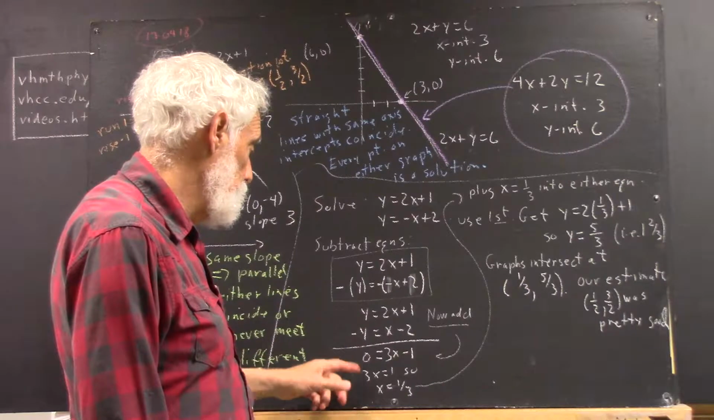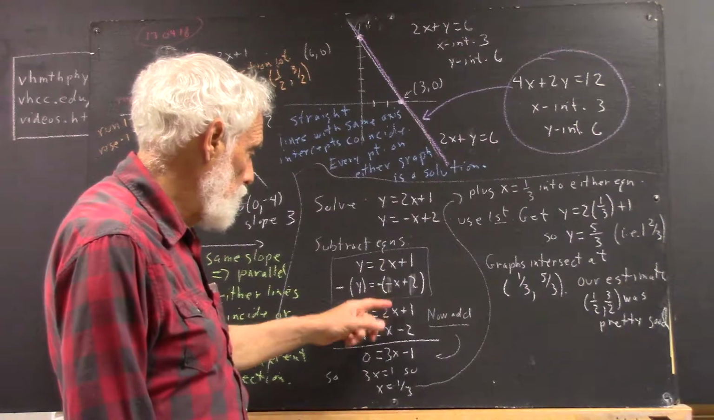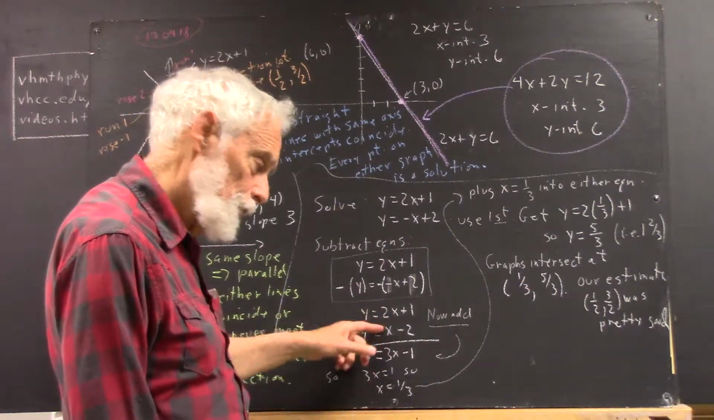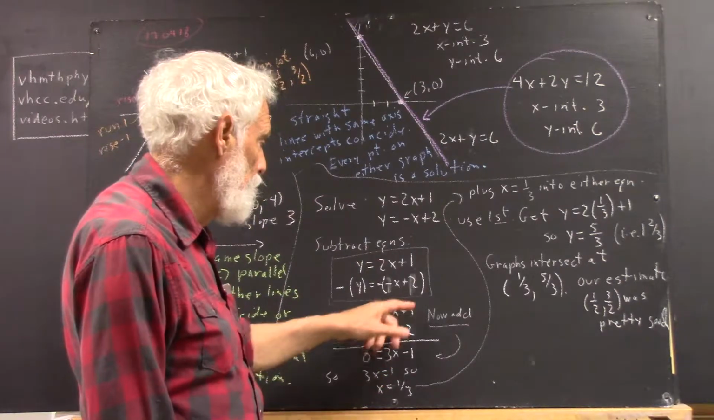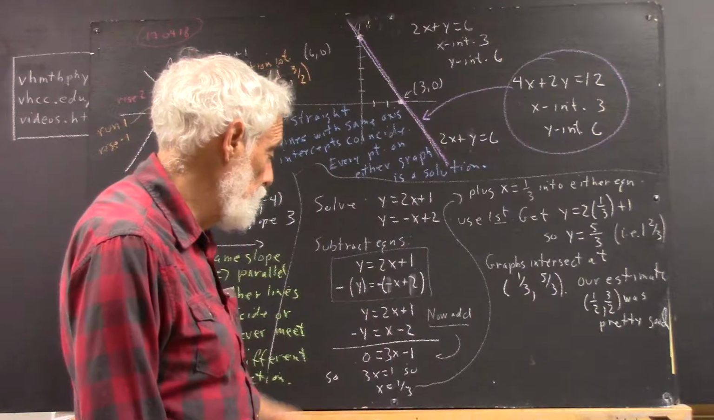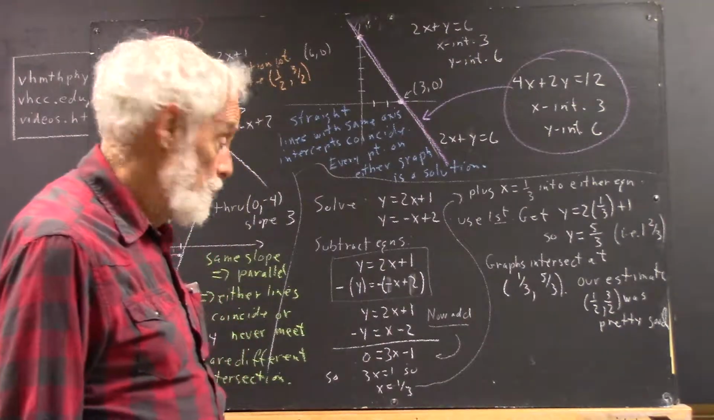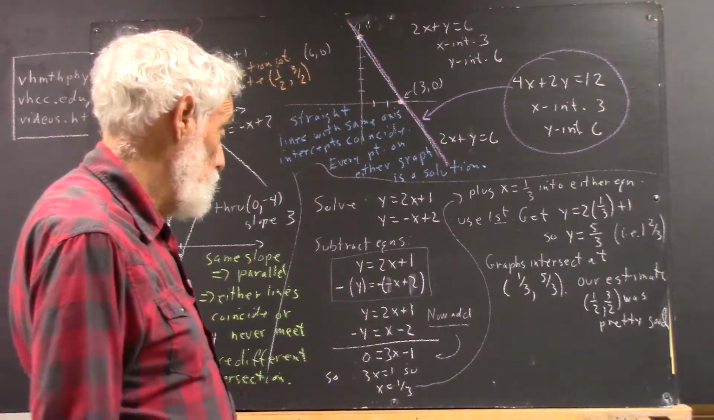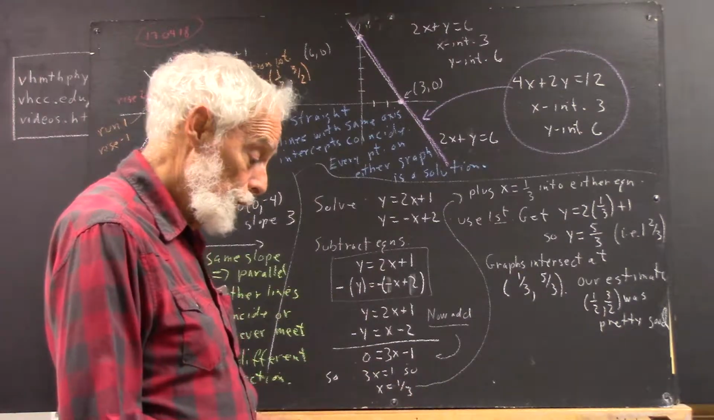So y and negative y gives us 0. 2x plus x gives us 3x. And 1 added to negative 2 gives us negative 1. We get 0 equals 3x minus 1. And that rearranges to 3x equals 1, x equals 1/3.